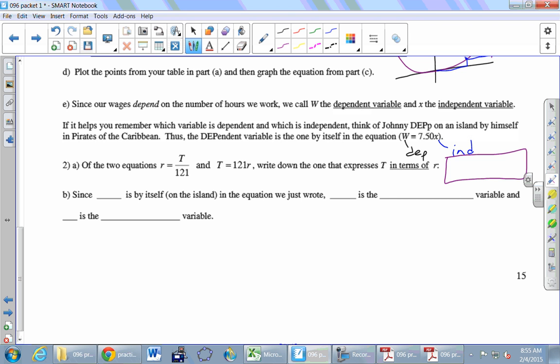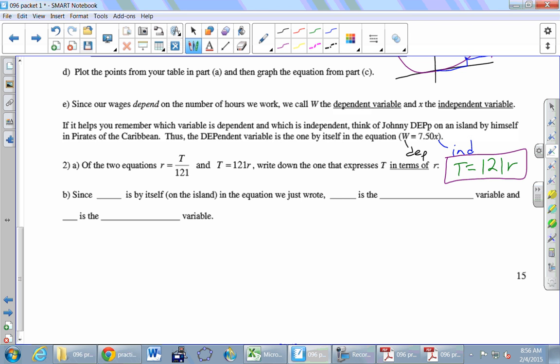So t in terms of, as soon as I see that phrase, what do I know the equation will start with? T. And what will the next symbol be? Equals. I see t in terms of, I don't need to read any farther. I know immediately it begins t equals. So apparently this is 121r. Okay? T in terms of r.